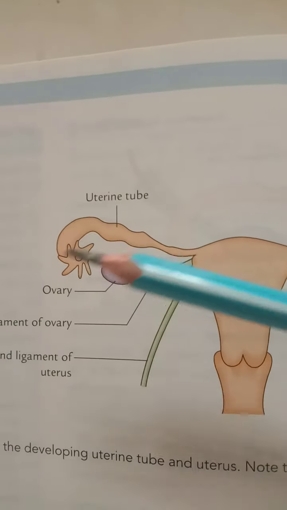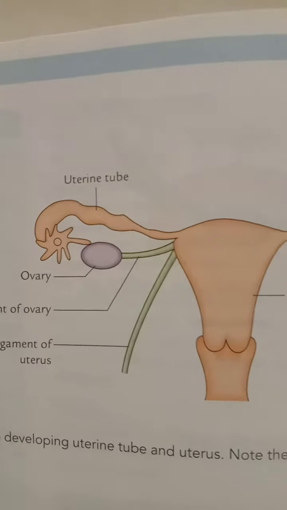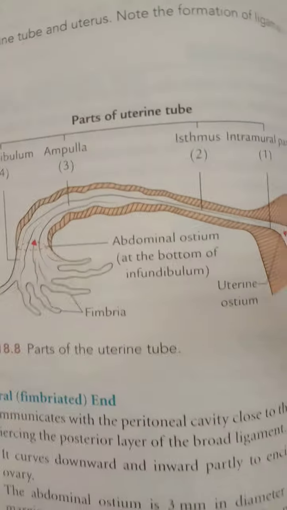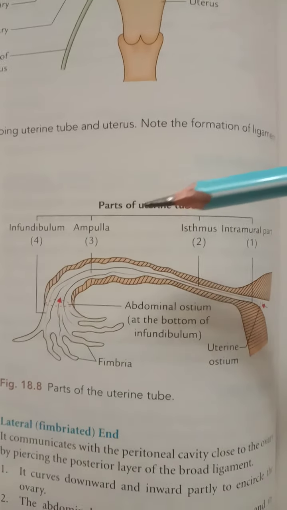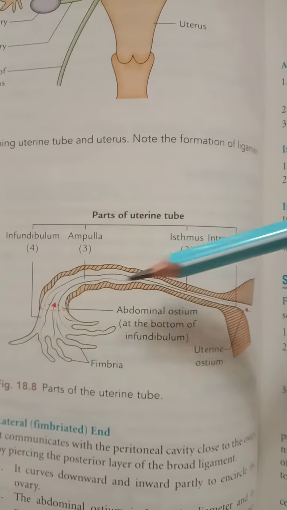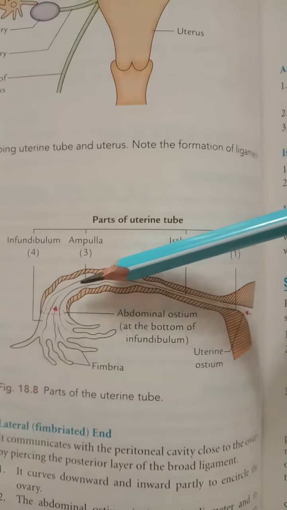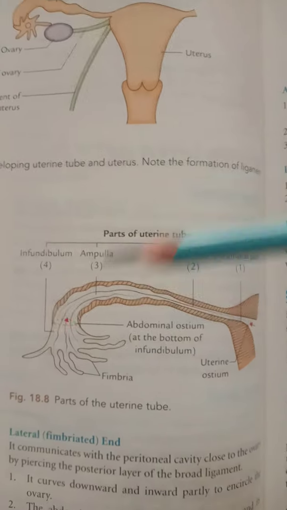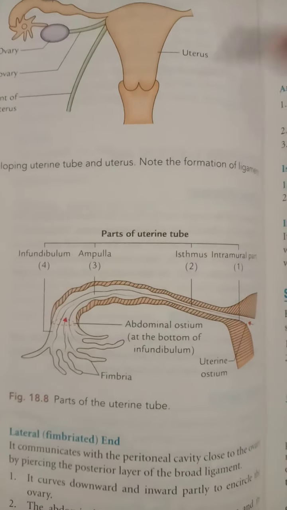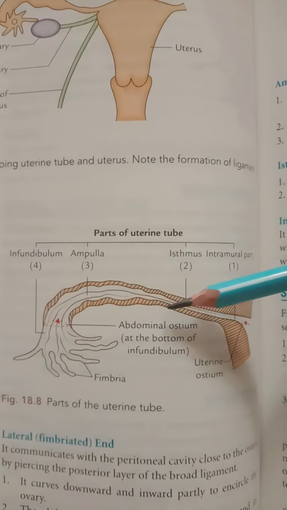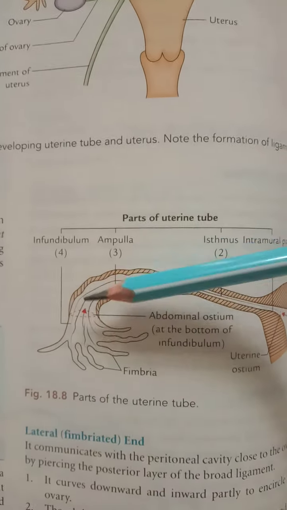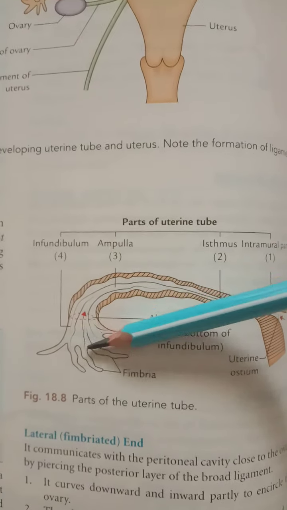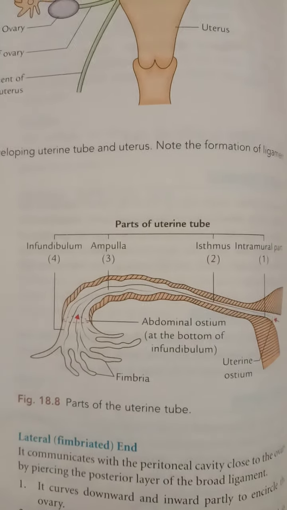Then the parts of the fallopian tube, or the uterine tube. Here you can see another diagram for the parts. It is divided from lateral to medial side into 4 parts: the infundibulum, then the ampulla, then the isthmus and the intramural part. So let's see the infundibulum of the fallopian tube.